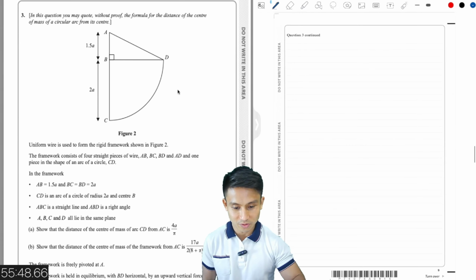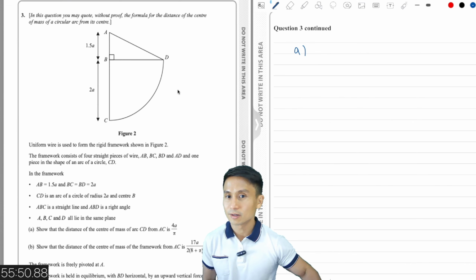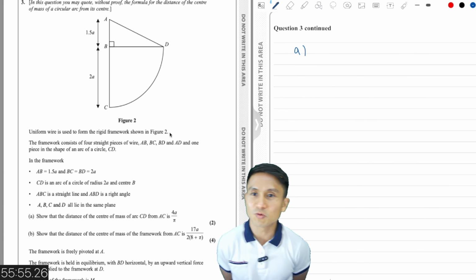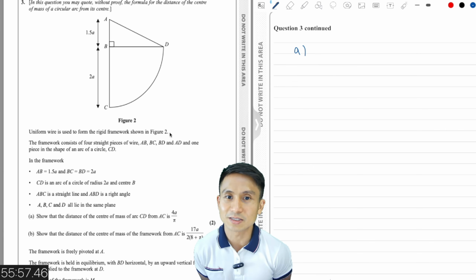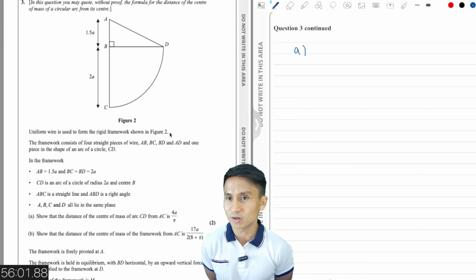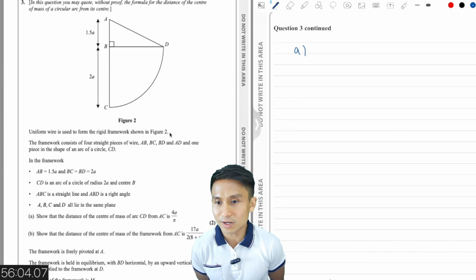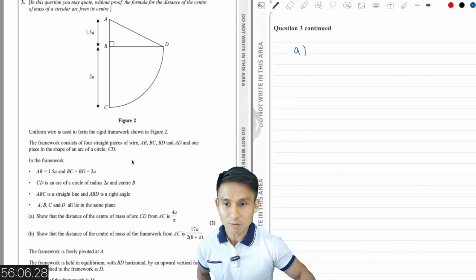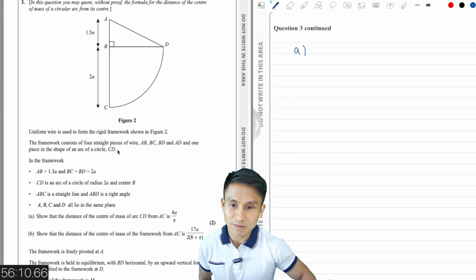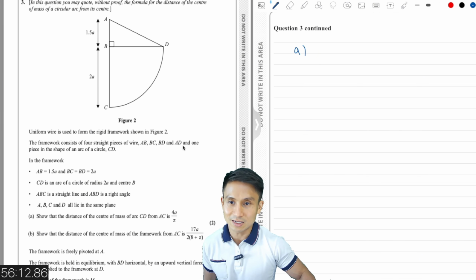Number 3. What do we have here? Composite body, right? In this question, you may quote without proof the formula for the distance of the center of mass of a circular arc from its center. Of course, so we can look at the formula sheet. Uniform wire is used to form a rigid framework, framework, not lamina, in figure 2. The framework consists of 4 straight pieces, AB, BC, BD, AD. One piece is in the shape of the circular arc of a circle, CD, which is this one here.